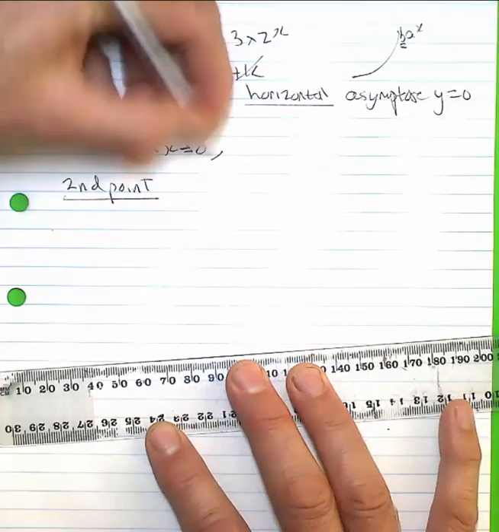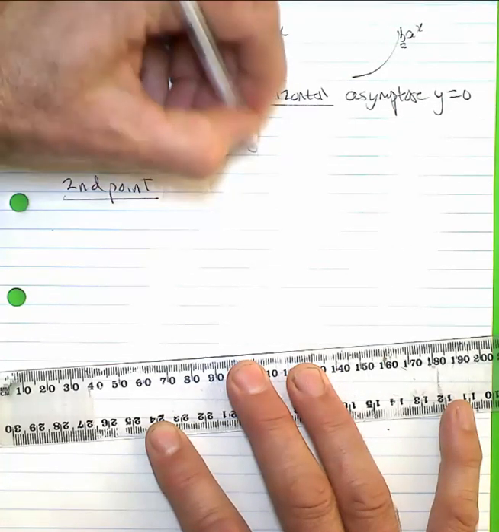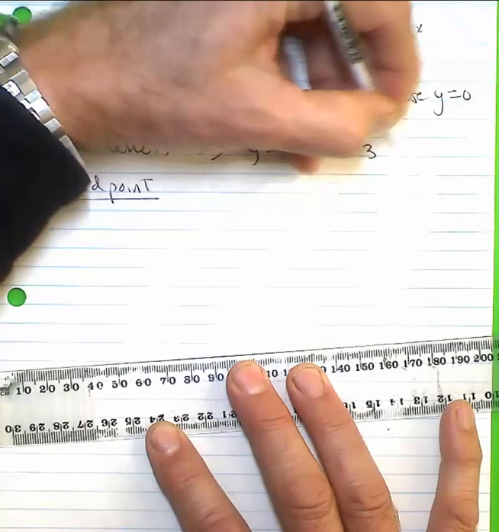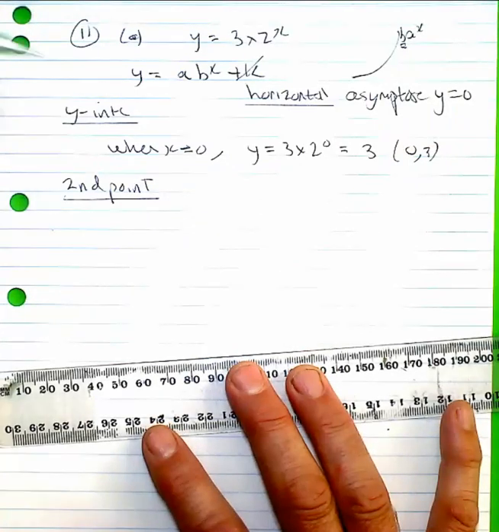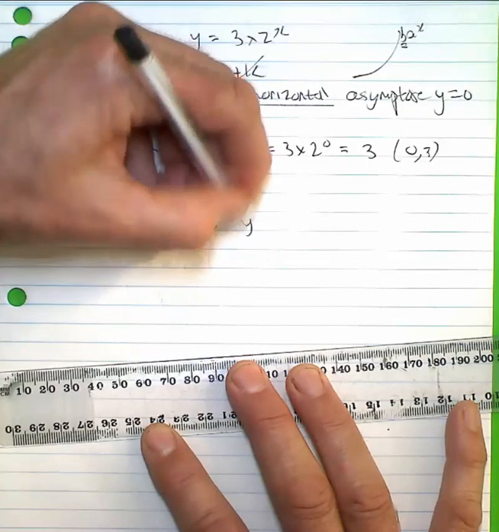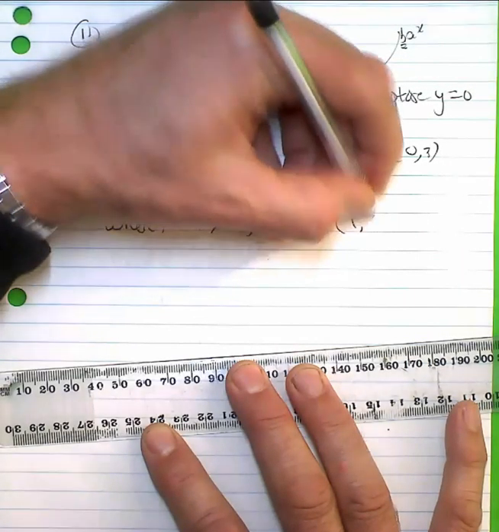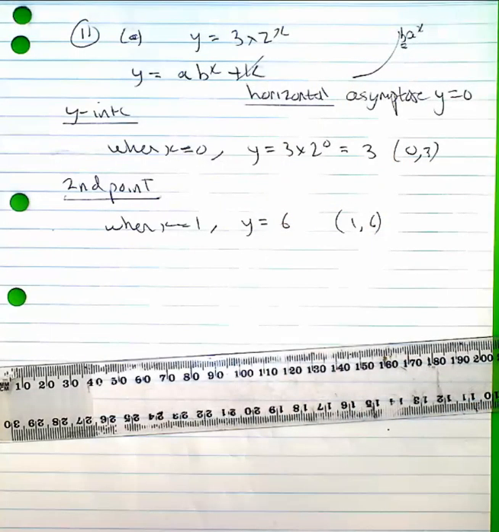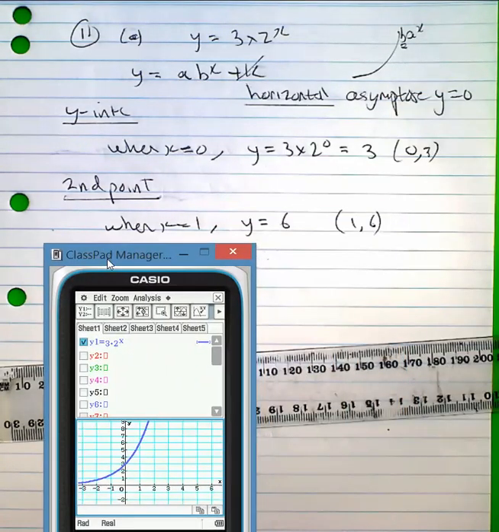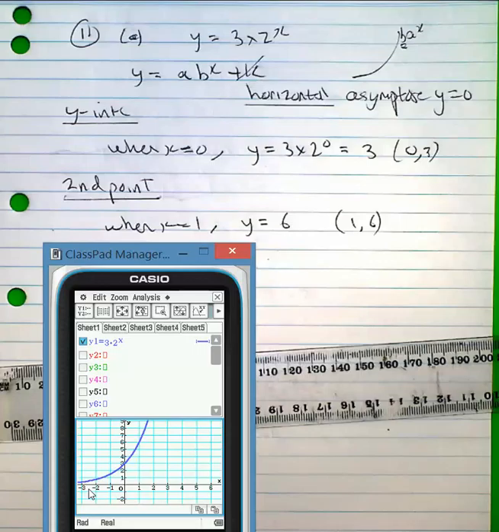Even at this stage, you've got to write down that factor. Or 0, 3. Second point, x is 1, y is equal to 6, so I've got 1, 6. If you want to check that on your calculator, you can see that we've definitely got a graph for horizontal asymptote x is 0, the 0, 3, never touching the x-axis.